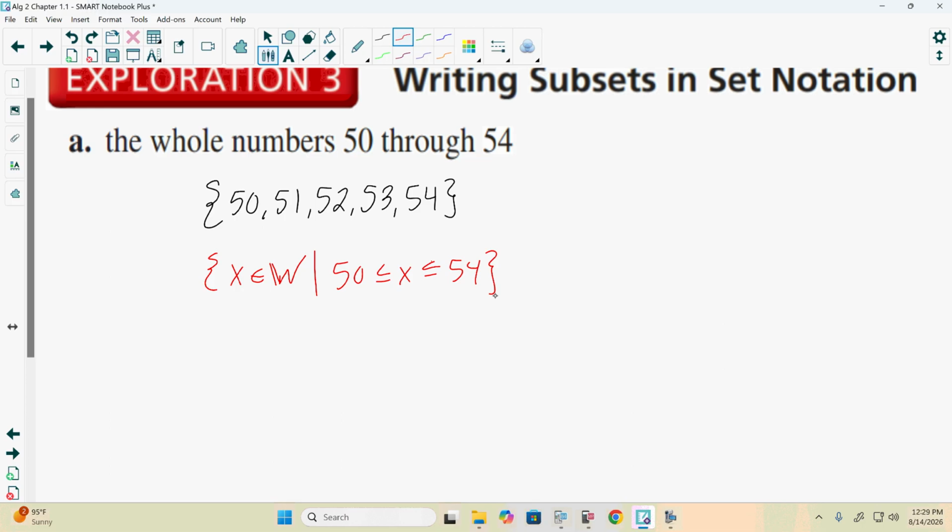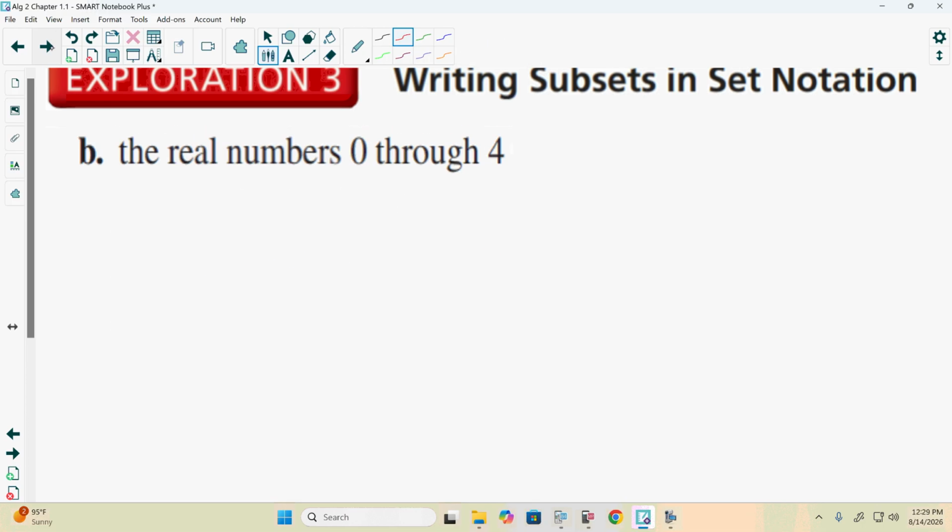Questions on A? We ready for the next one? The real numbers 0 through 4. We kind of talked about this yesterday. It is not possible for us to write out 0 through 4. It wouldn't even be possible for us realistically to list all the real numbers 0 through 1. So if we're doing this here, we need it in set builder notation.